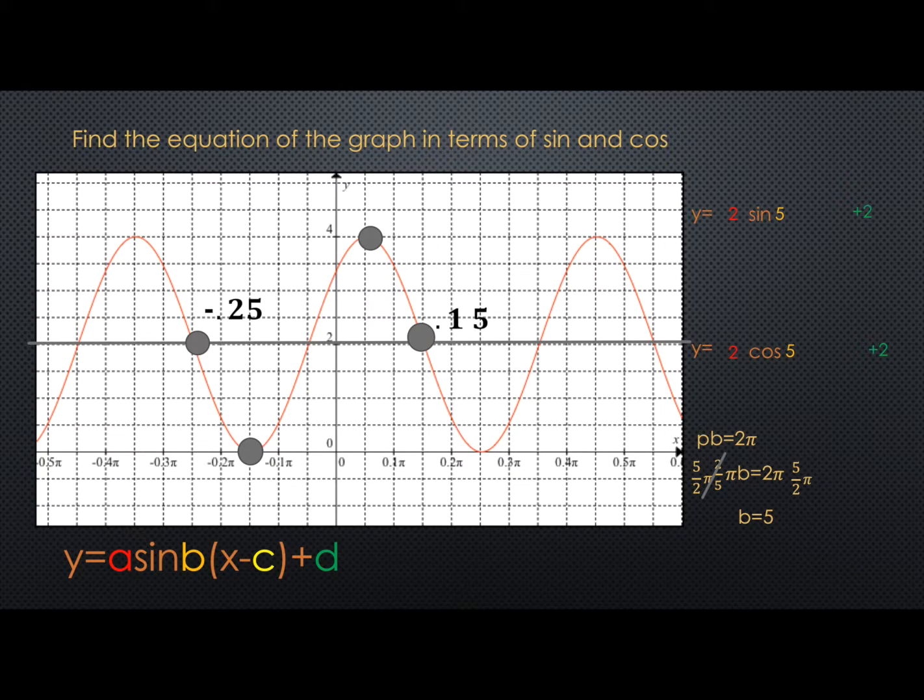It is the opposite when we write it in our equation. We would have x plus pi over 4. And since the curve starts below the center line, we know our a value has to be negative.